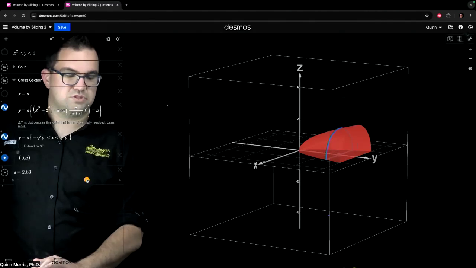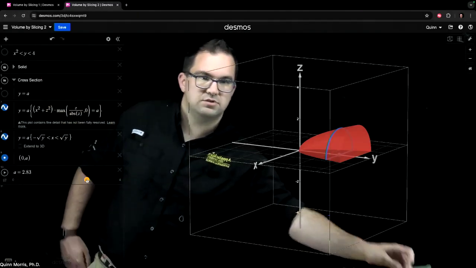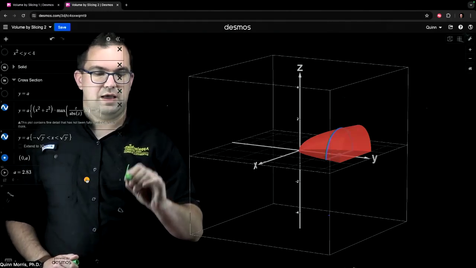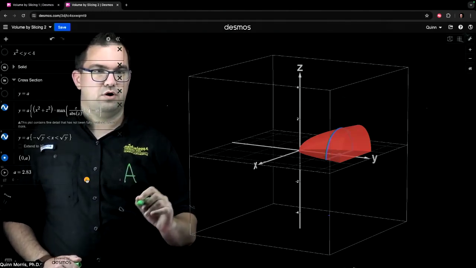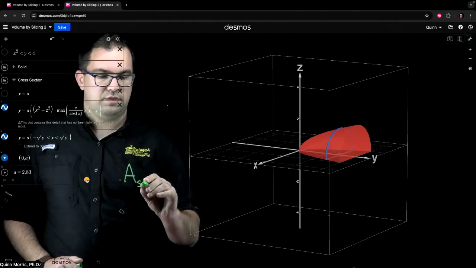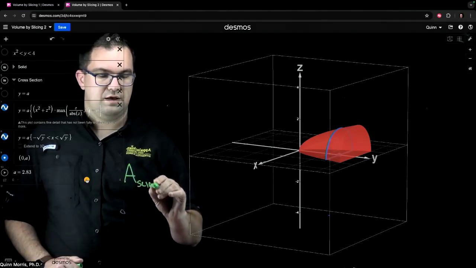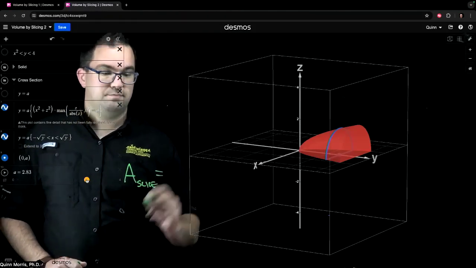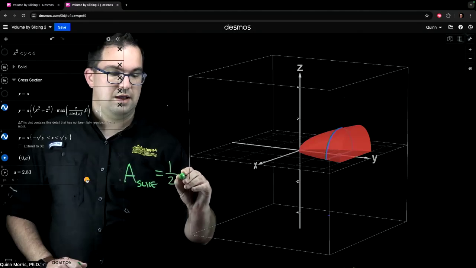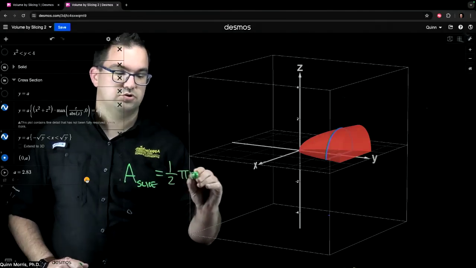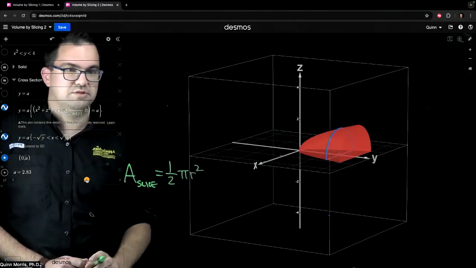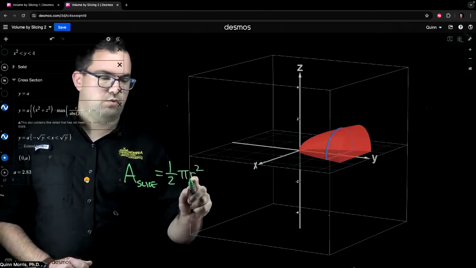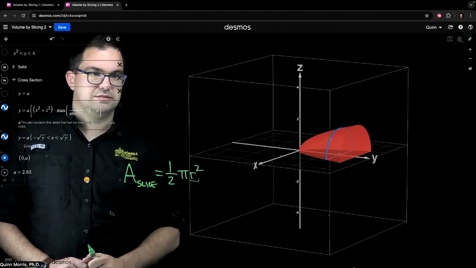Okay, so the first thing I'm going to want to think about is how can I write an expression for the area of that cross section. Now I'm going to call this the area of the slice we're going to take out of here. Now, it is a semicircle. So the area of a circle is pi r squared, so the area of the semicircle should be 1/2 pi r squared. And now, of course, the question is, what is this radius?